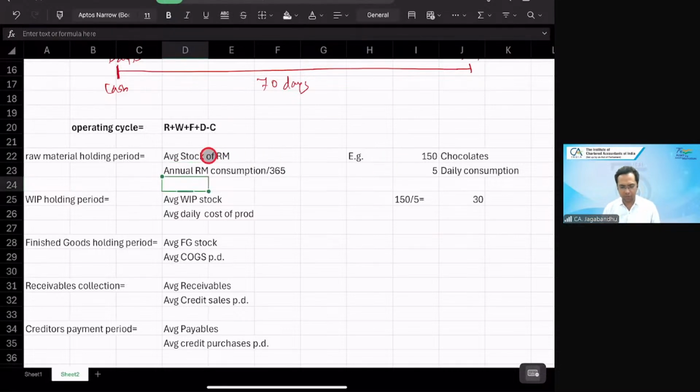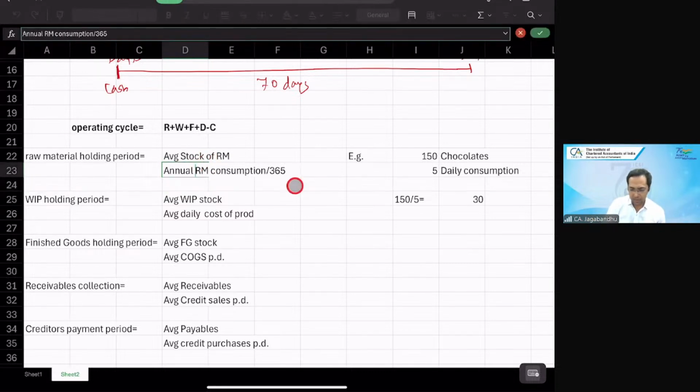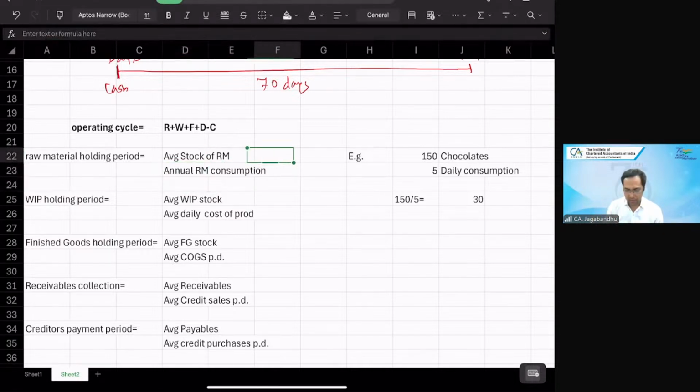It's like average stock of raw material upon annual raw material consumption divided by 365. And further, this divided by 365, I can just do the reciprocal and say that this is just multiplied by 365. So average stock of raw material upon annual raw material consumption into 365. So if you are taking the annual figure, it's going to be multiplied by 365.